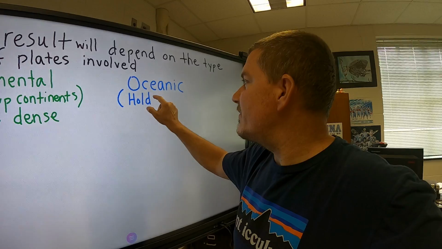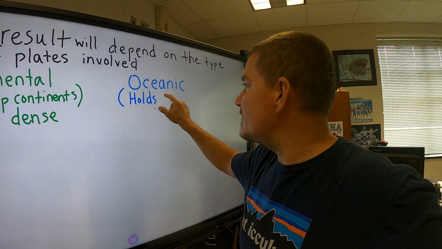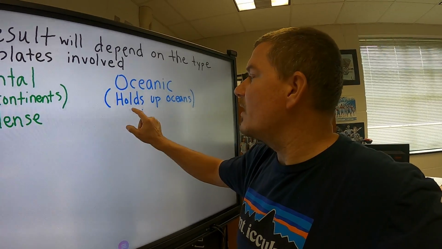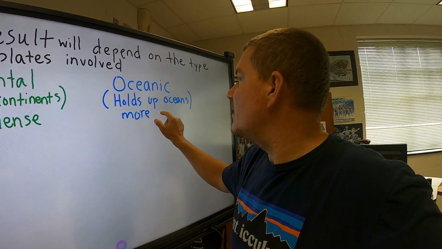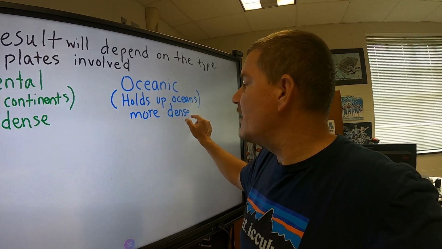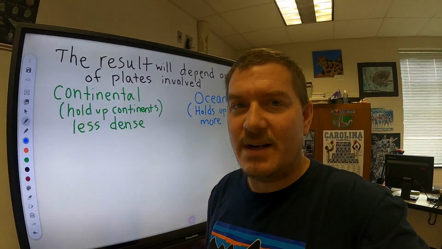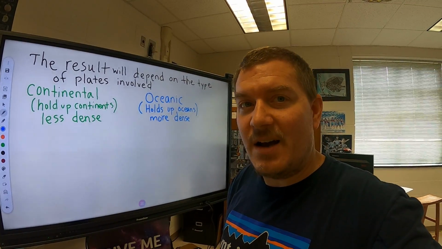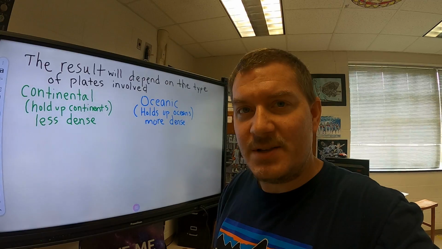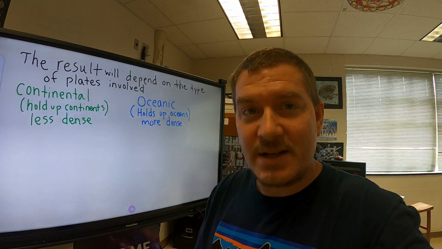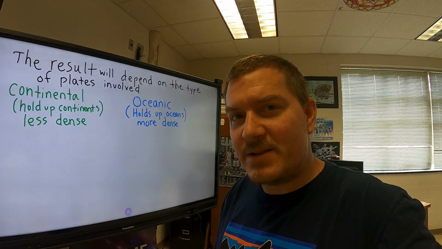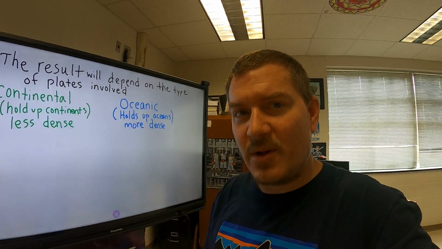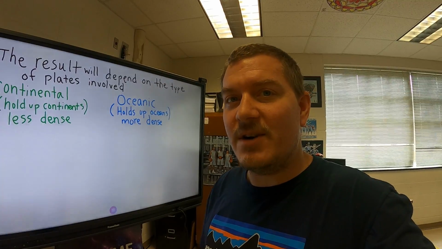And not too difficult to understand this either. Oceanic plates hold up oceans. And oceanic plates are more dense than continental plates. So there's our two types of plates. We can have combinations of those plates that are crashing into each other. We could have continental plates crashing into continental plates. We could have continental plates crashing into oceanic plates. We could even have an oceanic plate crashing into another oceanic plate. So any combination of these is going to give us different results.